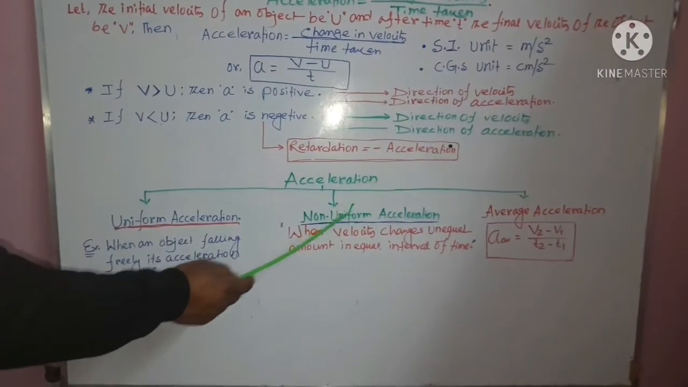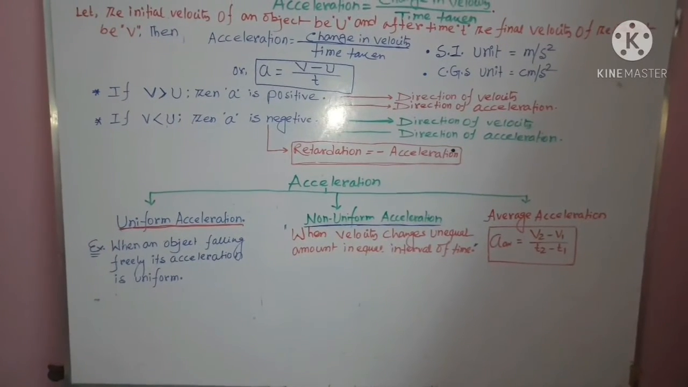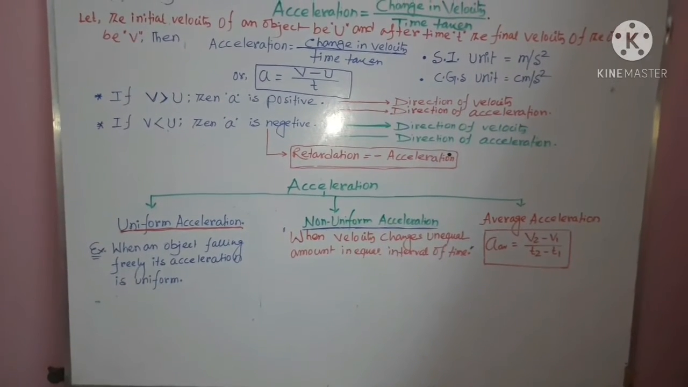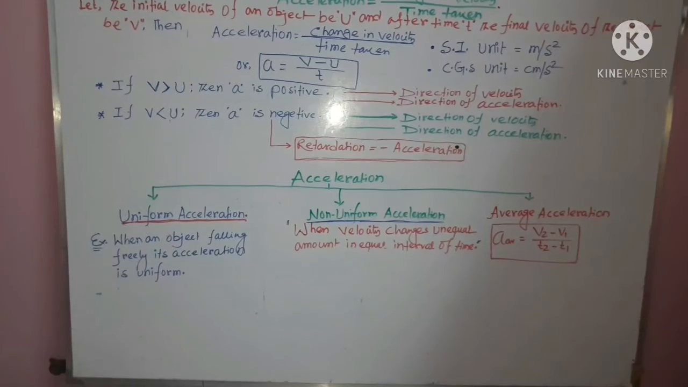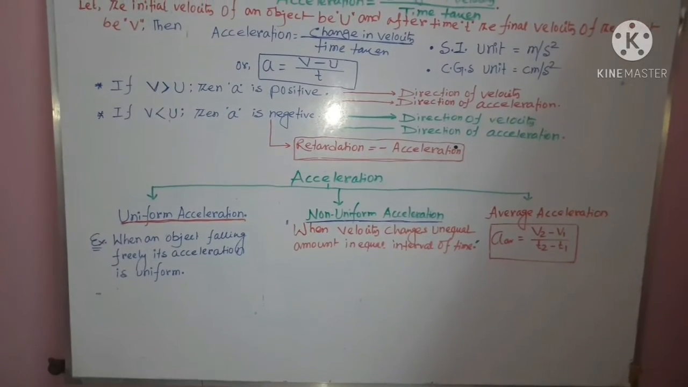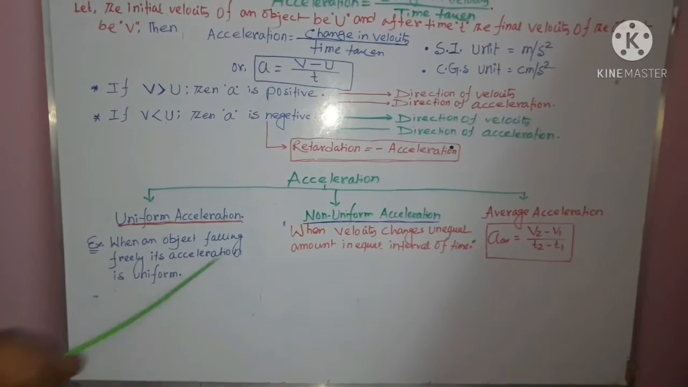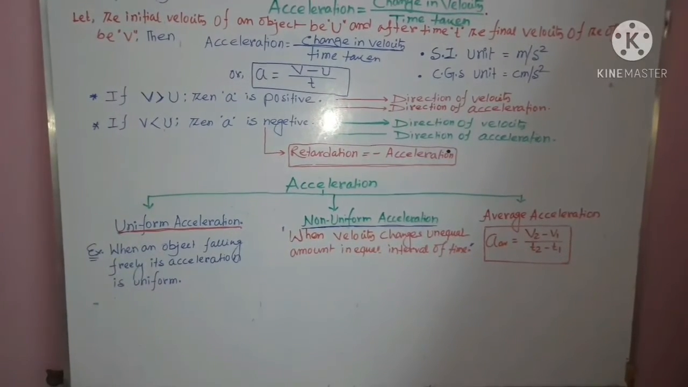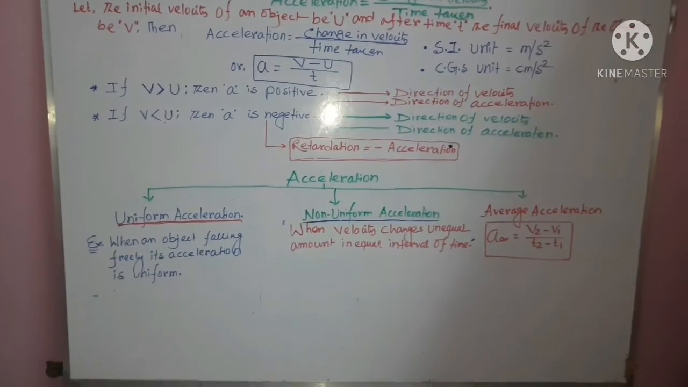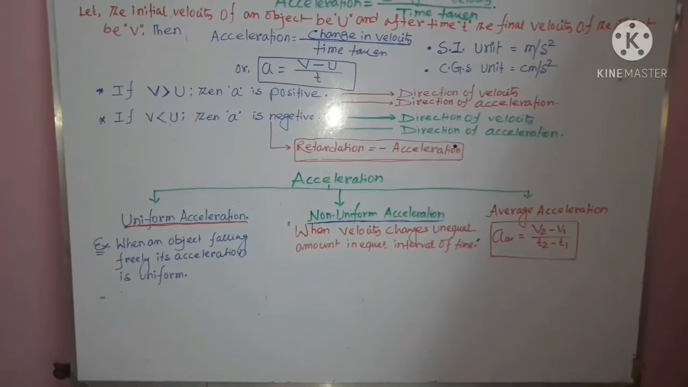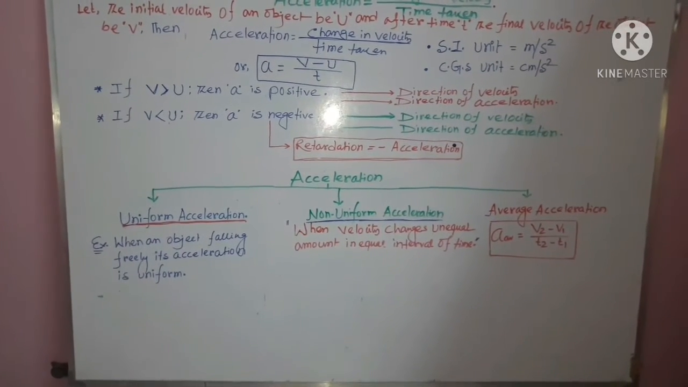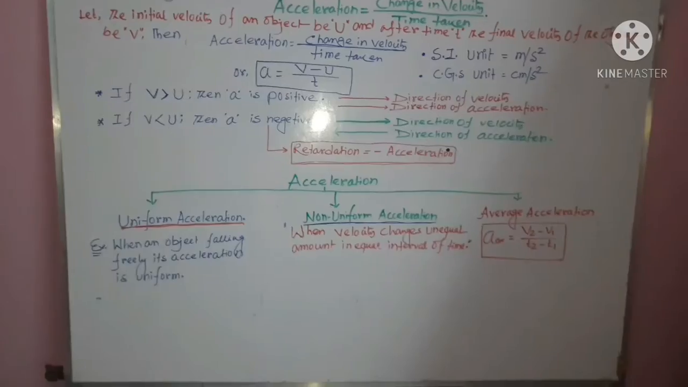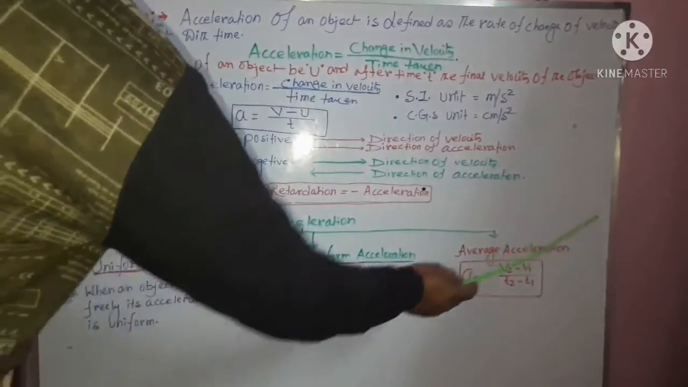Non-uniform acceleration. When the velocity of an object changes by unequal amounts in equal intervals of time, then the acceleration of the object is said to be non-uniform acceleration. Regarding this type of acceleration, you cannot say the actual acceleration of the object. Therefore, in this type of situation, you have to say the average acceleration.